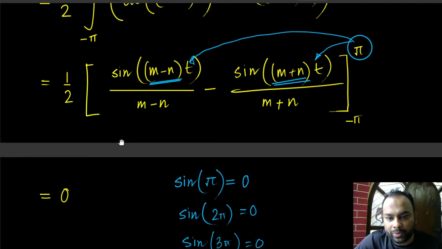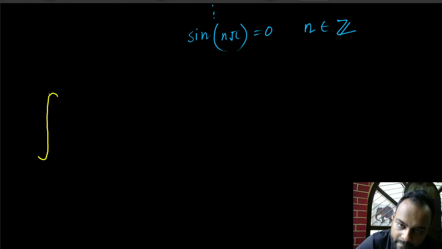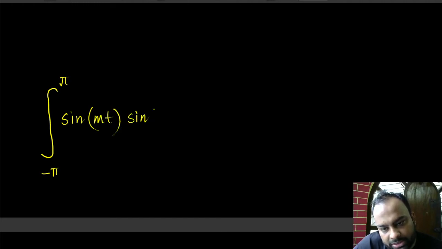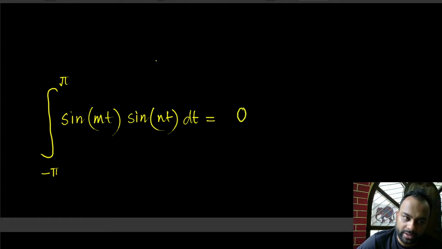We just figured out that this integration from minus pi to pi of sine mt and sine nt dt is equal to 0, right? We did figure that out, right?